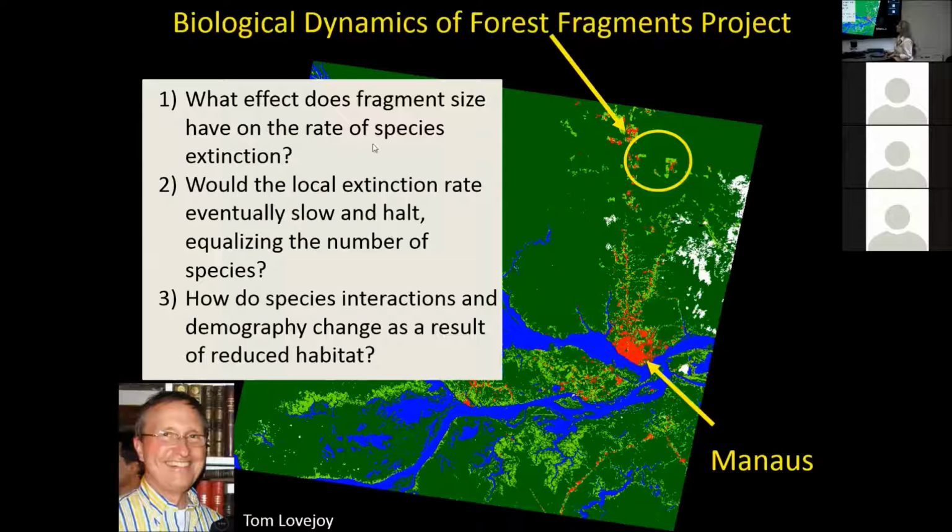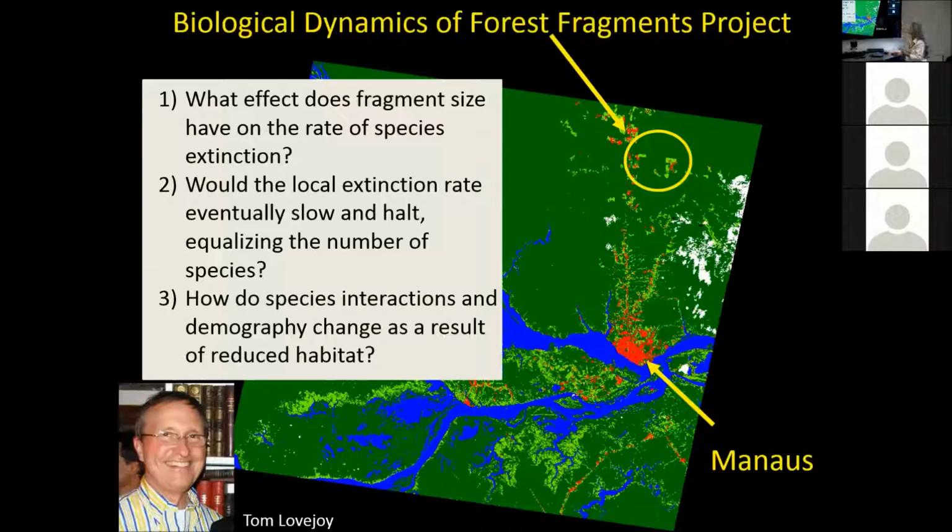So in other words, these were the driving questions that were being asked. What effect does fragment size have on the rate of species extinction? Would the local extinction rate eventually slow and halt, equalizing the number of species? Because remember, in island biogeography theory, they said it was a dynamic equilibrium, that at some point you get to some number and it pretty much stays there. Well, that's all pretty theoretical. We haven't really been able to test those ideas very well. And then, how do species interactions and demography change as a result of reduced habitat?